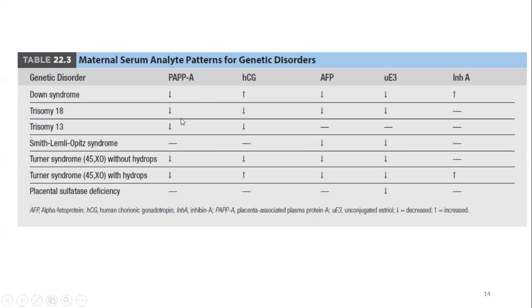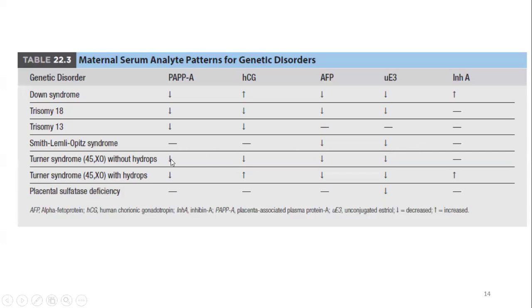On the other hand, in trisomy 18, the PAPP-A, HCG, alpha fetoprotein, and unconjugated estriol are reduced. In trisomy 13, particularly PAPP-A and HCG levels are decreased. In Smith-Lemli-Opitz syndrome, which is a placental sulfatase deficiency, alpha fetoprotein and unconjugated estriol are reduced. Other levels are not affected.